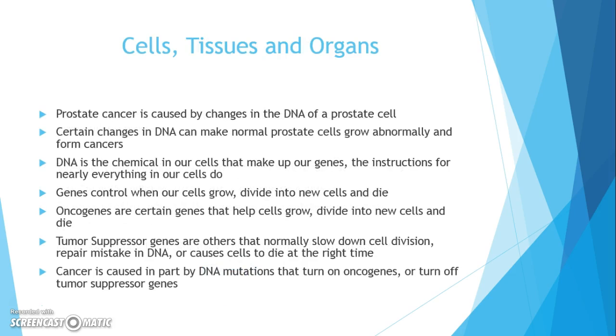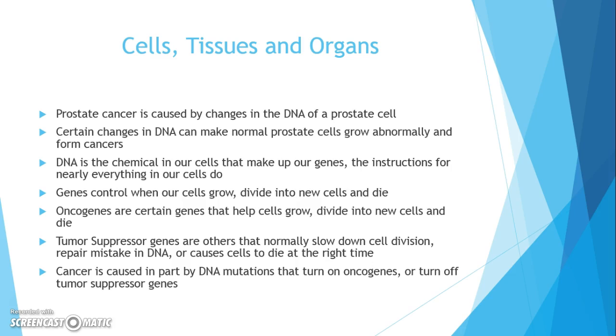For the cells and tissues and organs, prostate cancer is caused by damage in the DNA of a prostate cell. Certain changes in DNA can make normal prostate cells grow abnormally and form cancers. DNA is a chemical in our cells that makes up our genes, the instructions for nearly everything our cells do. Genes control when our cells grow, divide into new cells, and die.